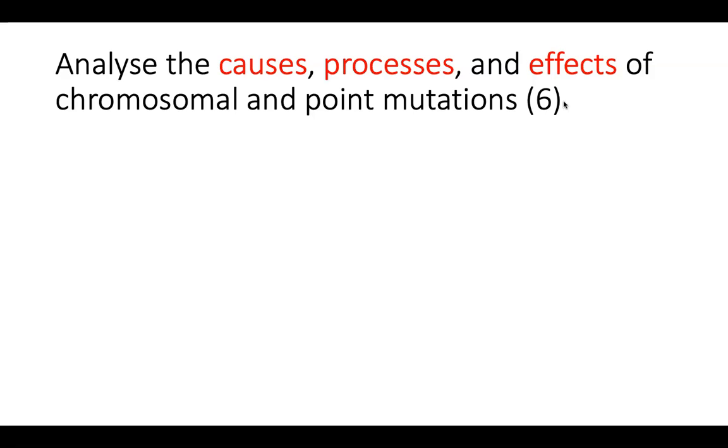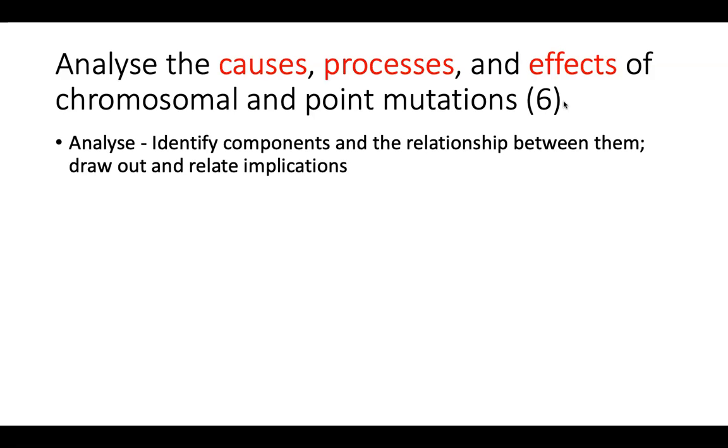All right, this question here, analyze the causes, processes, and effects of chromosomal and point mutations. So this is a question where you need to understand what analyze actually means in terms of the HSC question. Analyze is about identifying components and the relationship between them to draw out and relate implications. So it gives you the scaffold here, the causes, process, and effects of chromosomal and point mutations. So they're the components that have been identified for you. You need to talk about the relationship between them and then relate those implications.